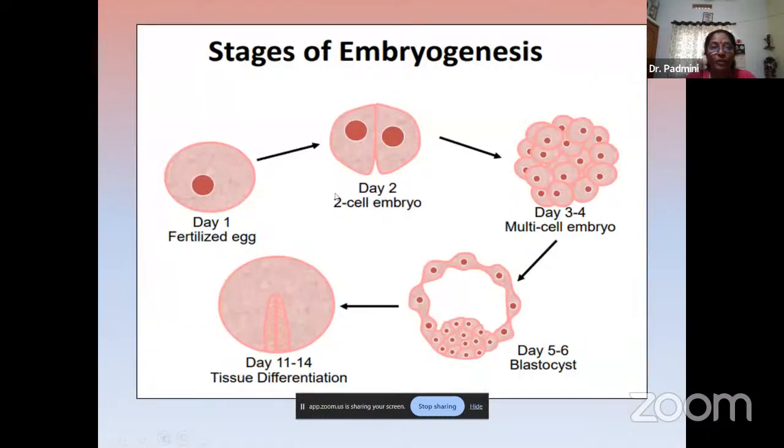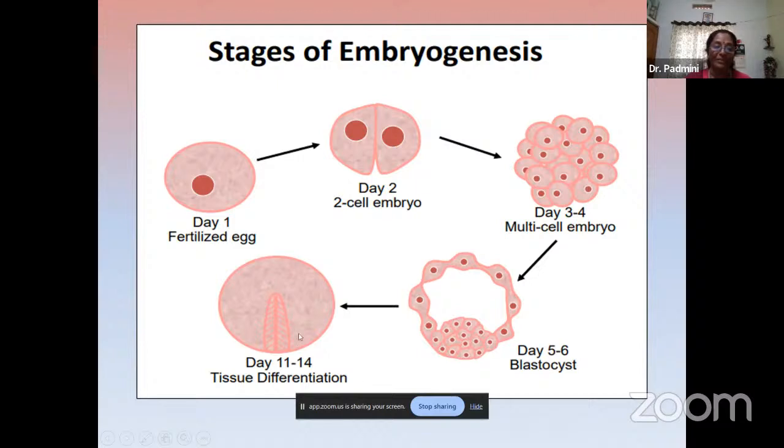So when you talk about the stages of embryogenesis, on day one you have the fertilized egg, on day two a 2-cell stage, and on day three multi-cell stages. This is the stage where you call them totipotent stem cells. So day 3 to day 4 is the totipotent stem cell stage, and after the fourth day it goes into the fifth day. In the fifth to sixth day, you have the blastocyst stage. In the blastocyst, around it is the trophectoderm, and the inner cell mass, the embryonic cells, is going to form into the embryo.